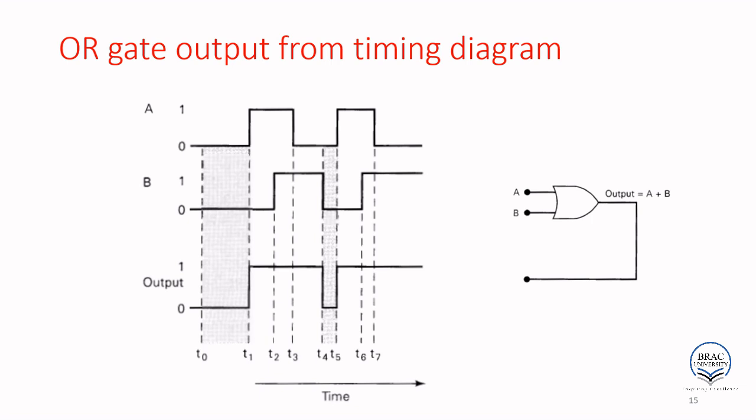Similarly, T4 to T5, A is 0, B is 0, both 0, output 0. T5 to T6, 1 and 0, so output high. Similarly, T6 to T7, output high. So this is the typical truth table of the OR gate.